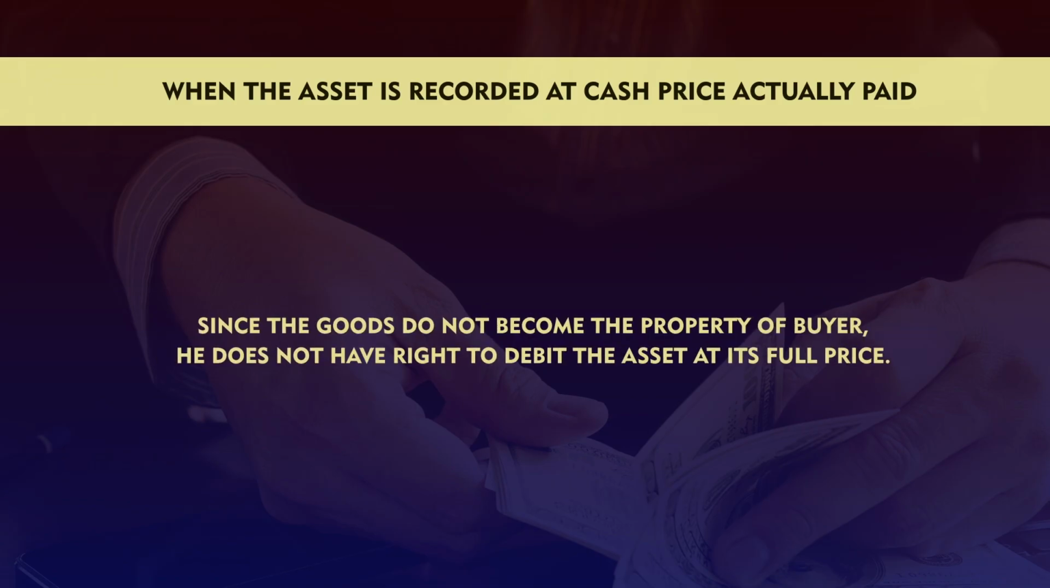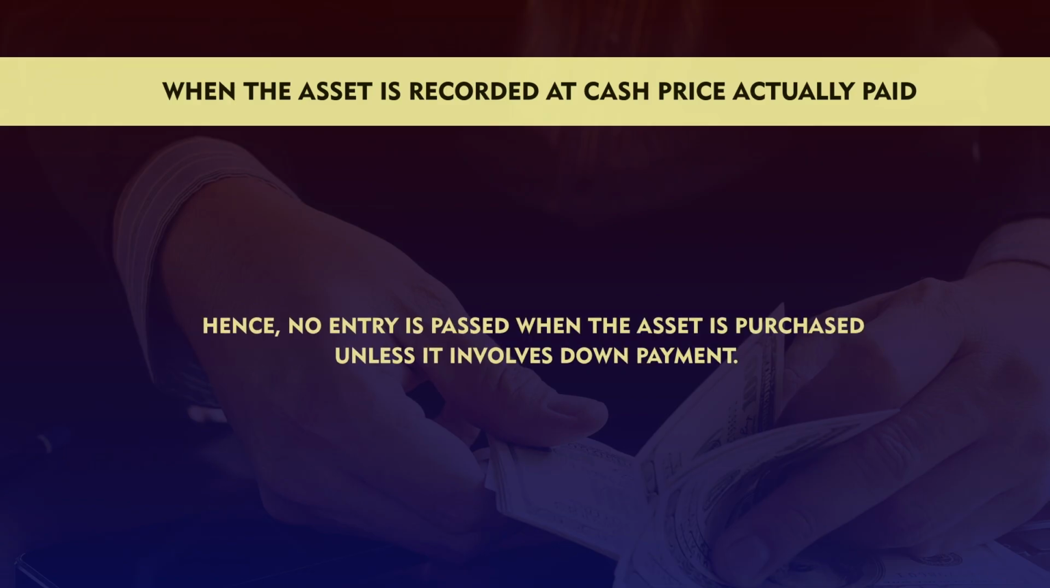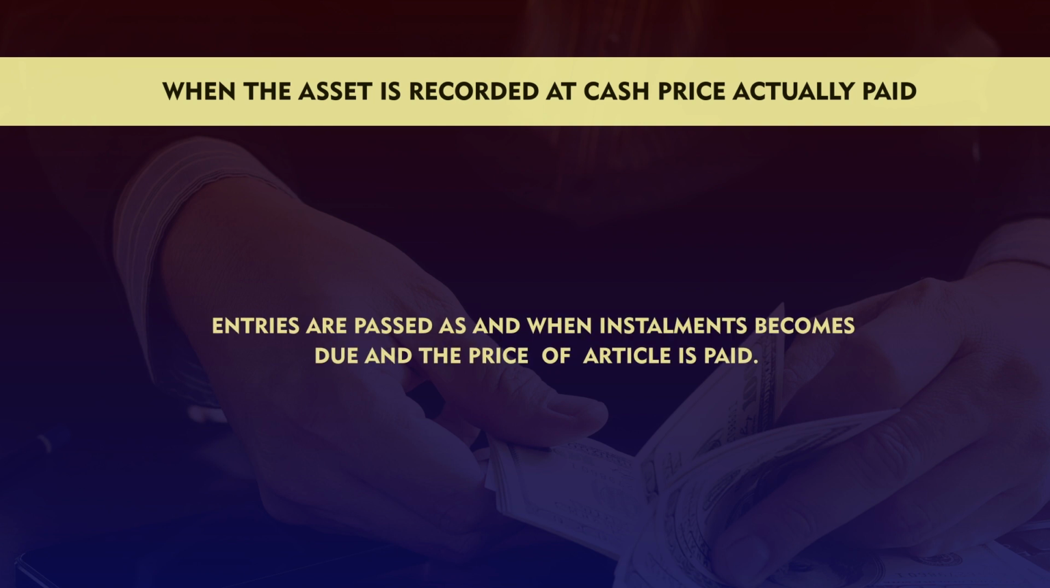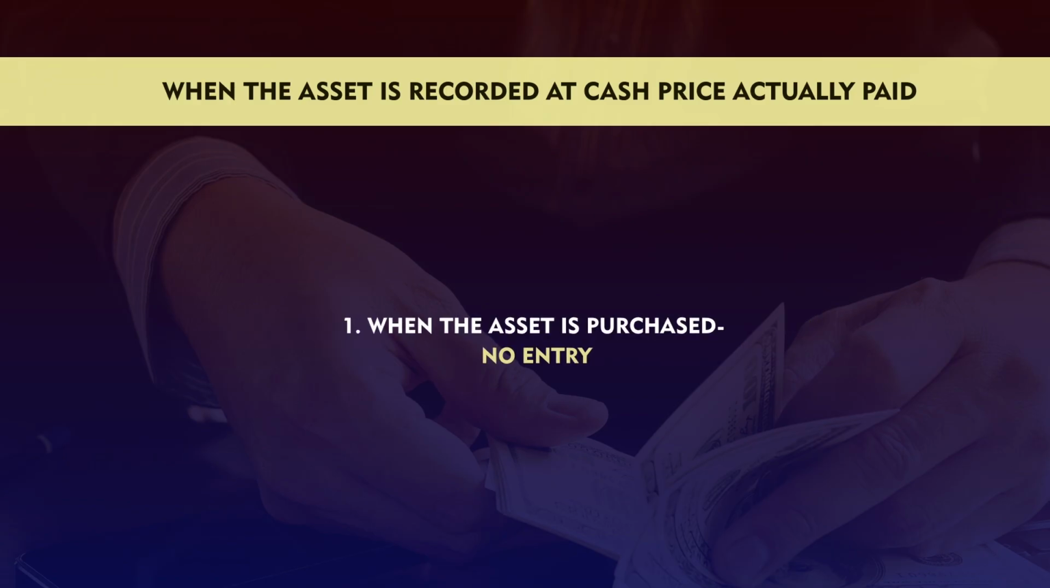Since the goods do not become the property of the buyer, he does not have any right to debit the asset account at its full price. Hence, no entry is passed when the asset is purchased unless it involves a down payment. Entries are passed as and when an installment becomes due and the price of the product is paid. So, when the asset is purchased, we will make no entry because here no payment is made.